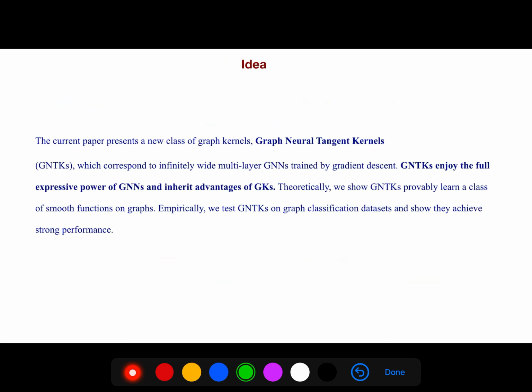So the current paper presents a new class of graph kernels called graph neural tangent kernel, which corresponds to infinitely wide multi-layer GNNs trained by gradient descent. GNTKs enjoy the full expressive power of GNNs and inherit advantages of graph kernels.